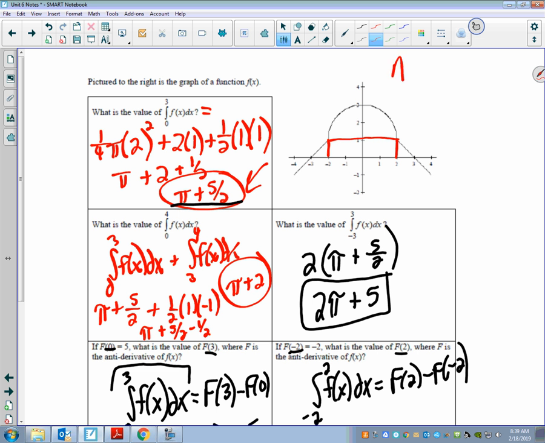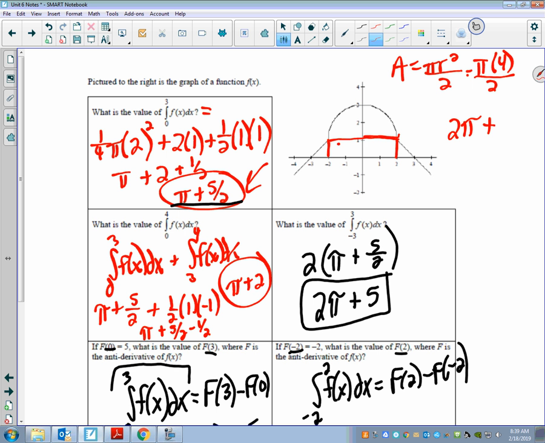So, area of a circle is pi r squared. So if you're taking half of it, you just divide by 2. If you're taking 1/4 of it, you divide by 4, right? I believe in you. So the radius of this circle is 2. So that's pi times 4 over 2, or 2 pi. Yes? Which makes sense, because we said 1/4 of it was pi.